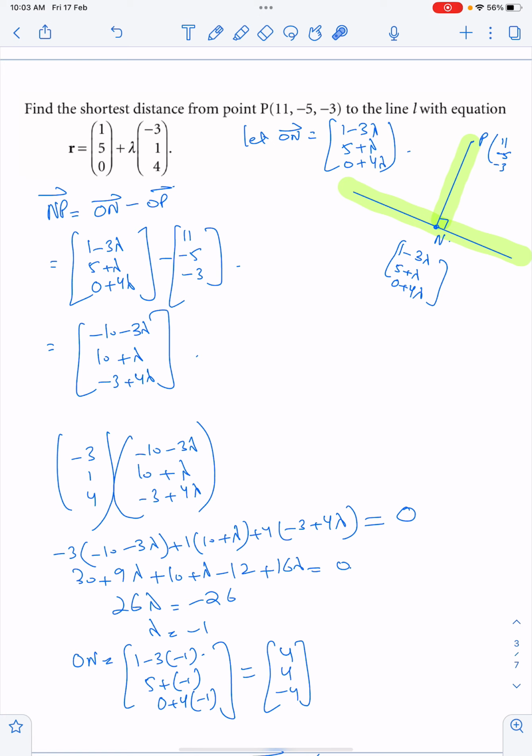Once you get the value of lambda, you plug it in to get this point. Once you get the 2 points, apply the formula of distance, x1 minus x2 to the whole square plus y1 minus y2 to the whole square plus z1 minus z2 to the whole square to get the distance between the two.